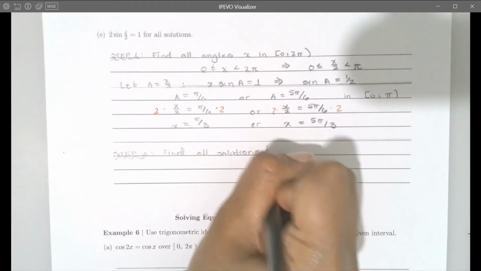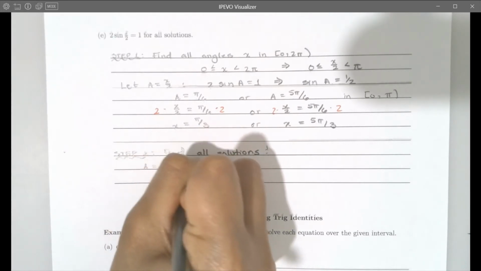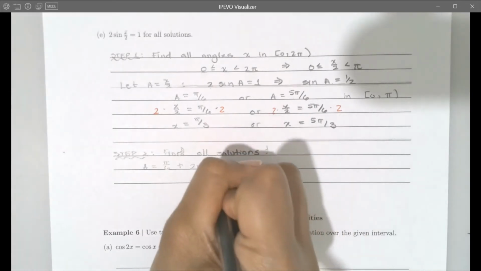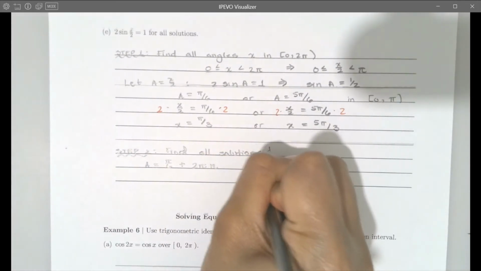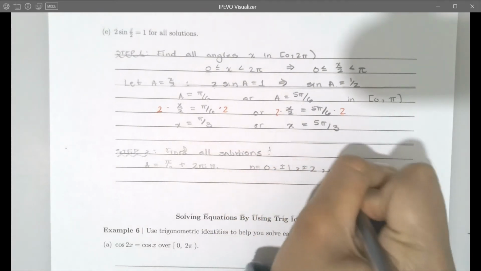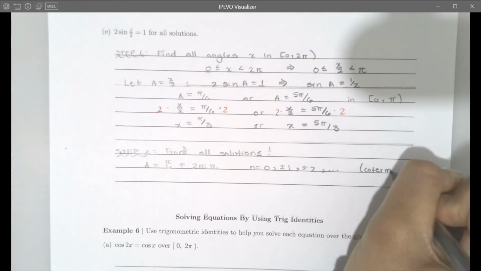So all solutions means that I would take the pi over 6 and add to it any multiple of 2 pi, because one cycle is 2 pi. So that means 2 pi n, where n could be 0, plus or minus 1, plus or minus 2, and so on and so forth. Okay, so these are coterminal angles.